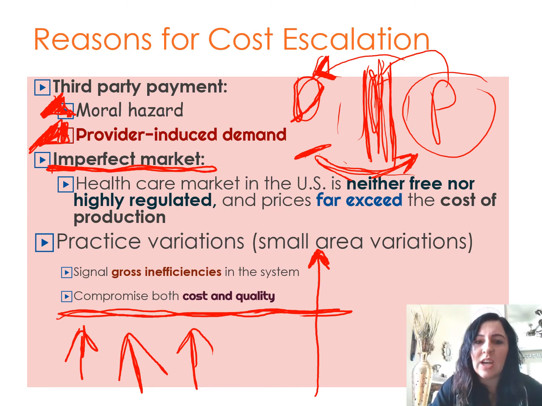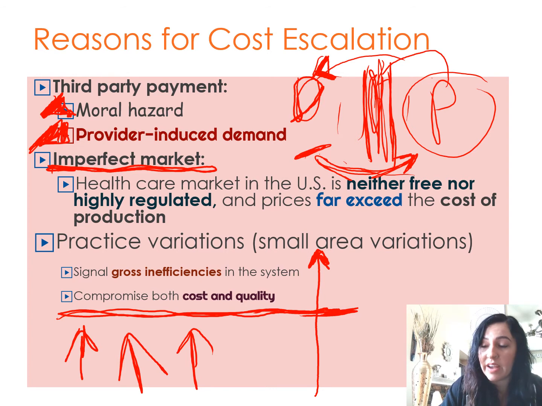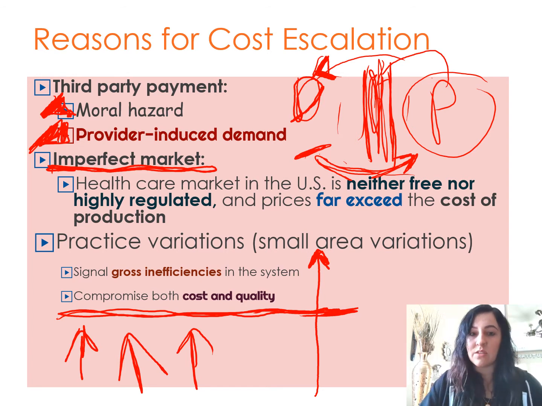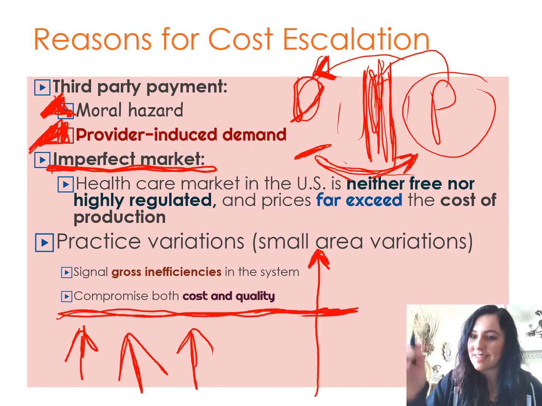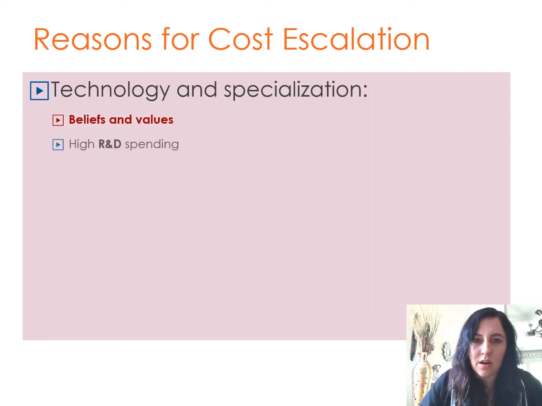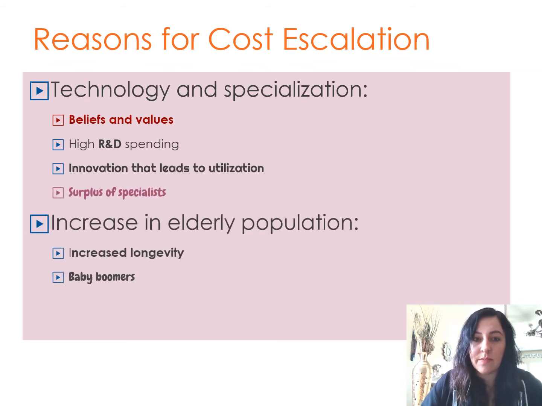No, because when they check, the quality is just the same as everything else. They're just spending crazy amounts of money. So there's clearly a lot of waste and maybe a lot of discrepancy, maybe a lot of fraud happening in those small area variations, okay, compared to everyone else. So that's another reason for cost escalation. So here are a few more things that are driving our cost, our healthcare expenditures.